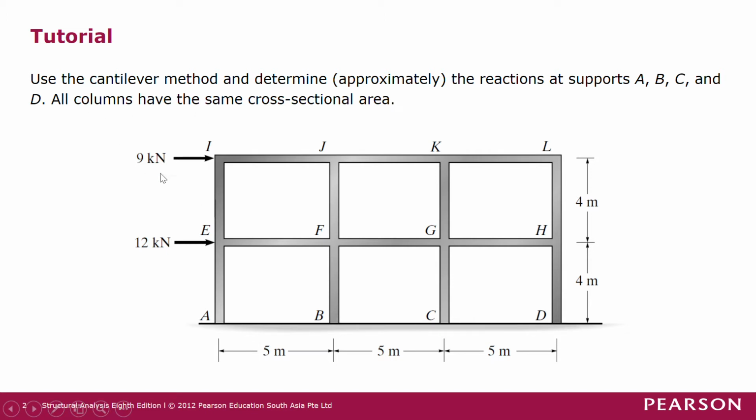All the columns have the same cross-sectional area, meaning that the columns at A, B, C, and D have the same cross-sectional area. So to start, we are going to put hinges at the middle of the columns and girders. In this case, we need additional markings for the hinges, so we will put additional markings as we go along.